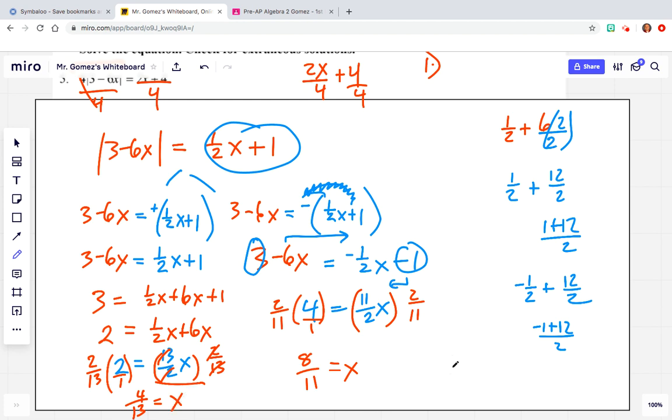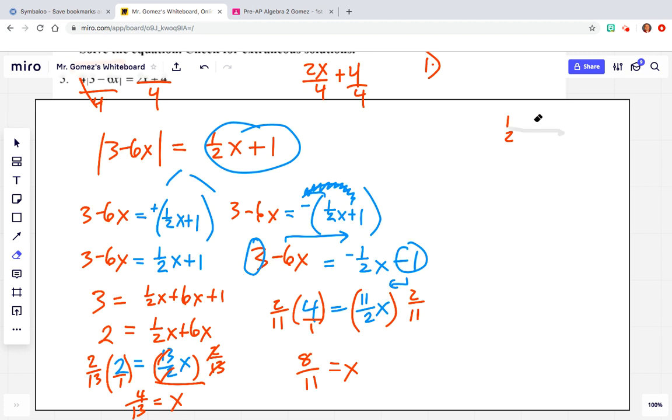Okay, so let's go ahead and check for extraneous solutions. This one's going to be a little bit more involved, especially if it's a non-calculator portion of the test, because you have a lot of fractions going on. But as of right now, we have 8/11 and 4/13.